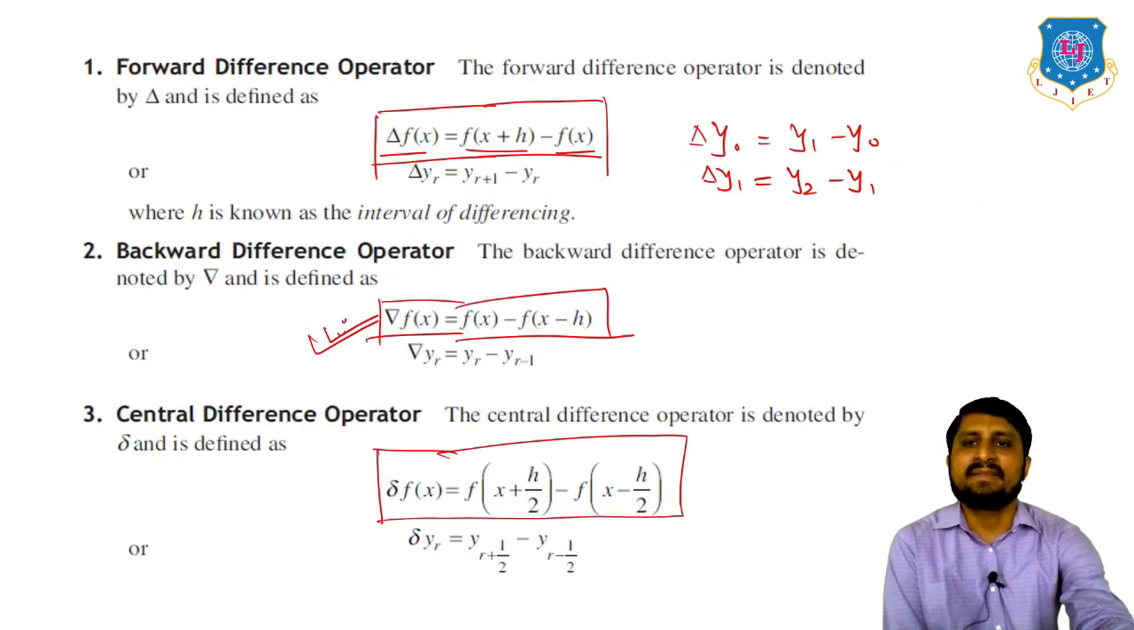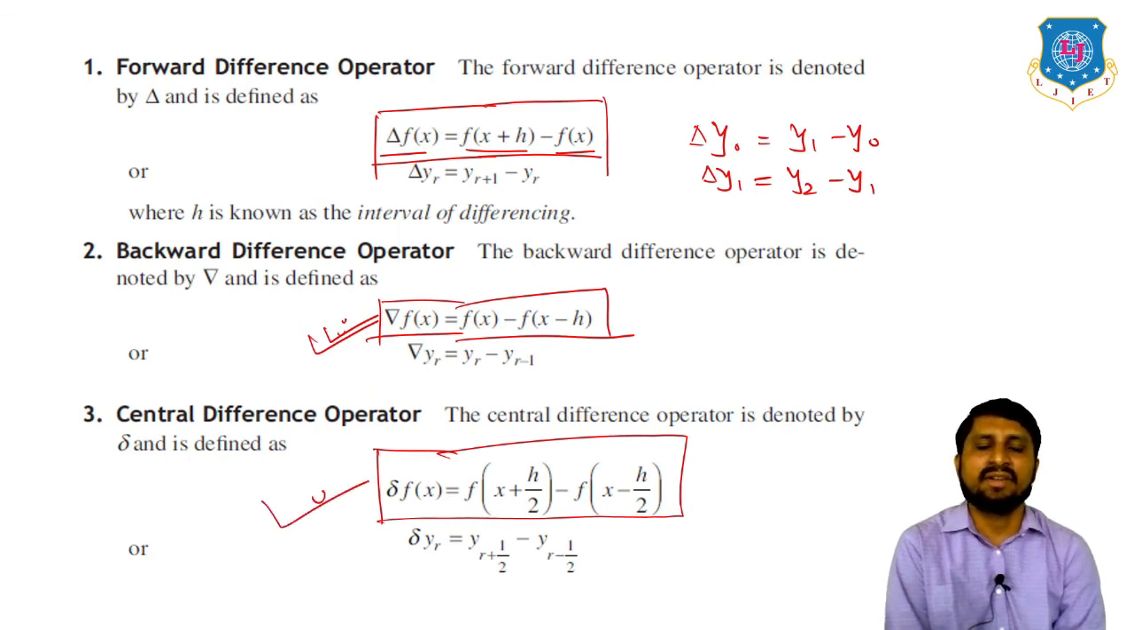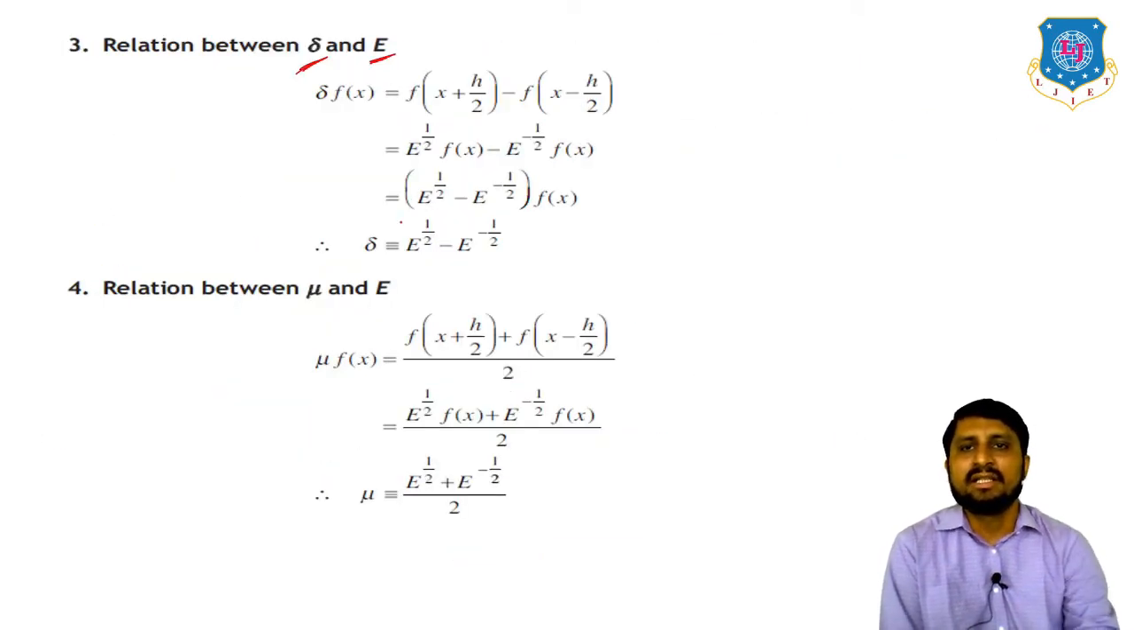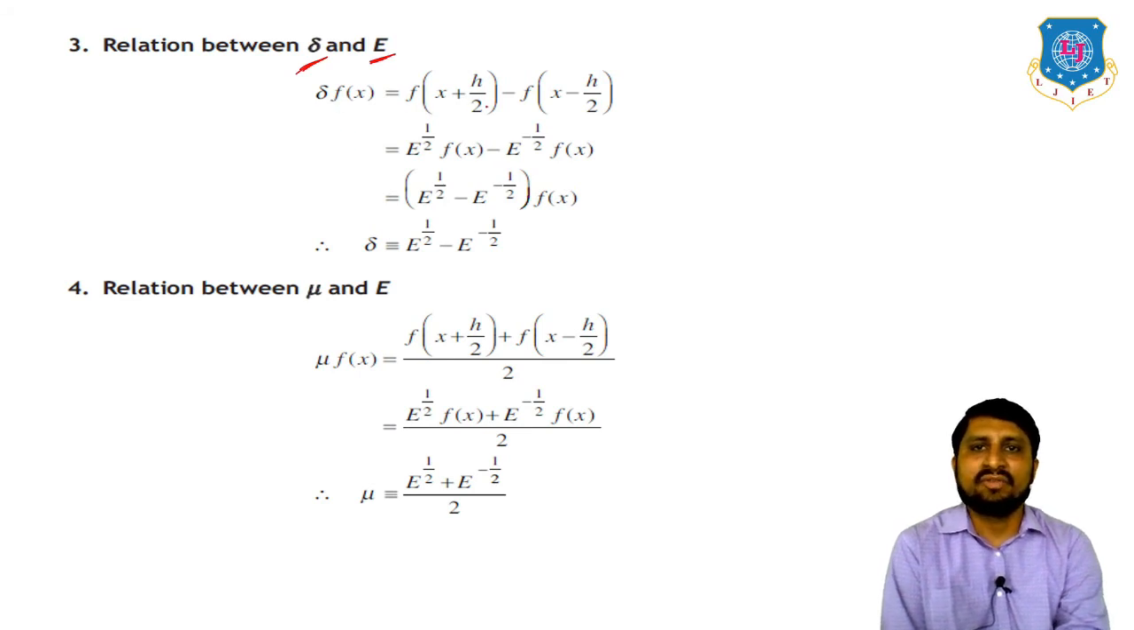Okay, as I explained here, you can see the central difference operator. This is the definition of the central difference operator. Delta f of x is what? f of x plus h by 2 minus f of x minus h by 2. We use that definition here. So delta f of x is equal to f of x plus h by 2 minus f of x minus h by 2. Now what is f of x plus h by 2?